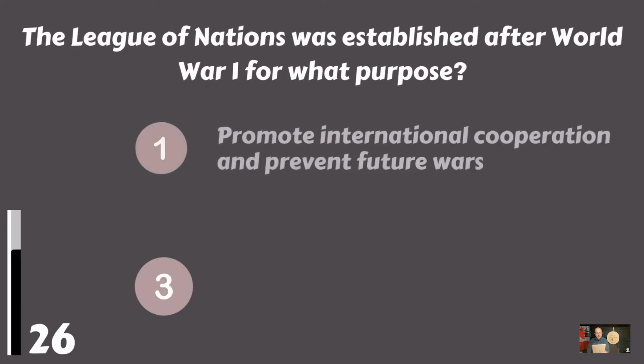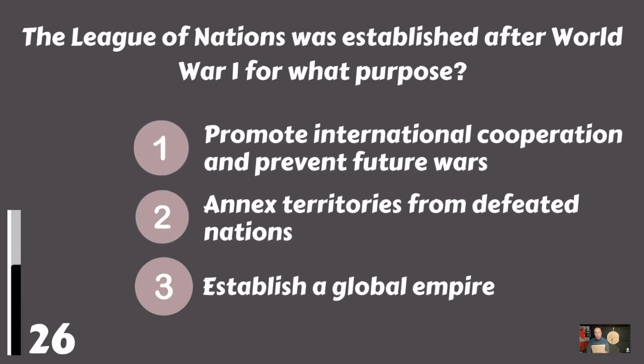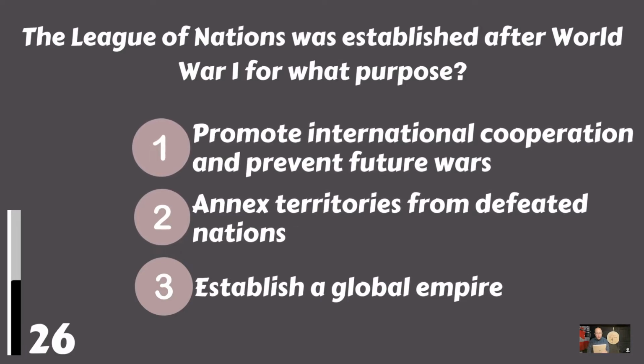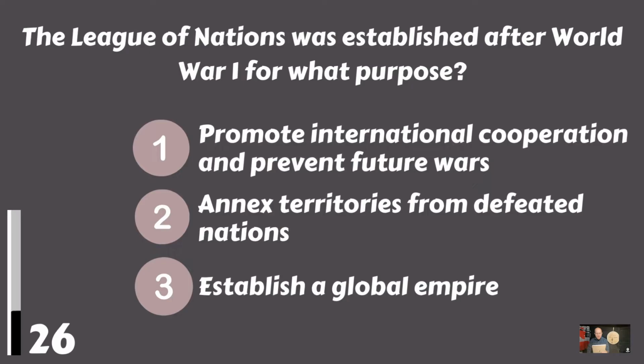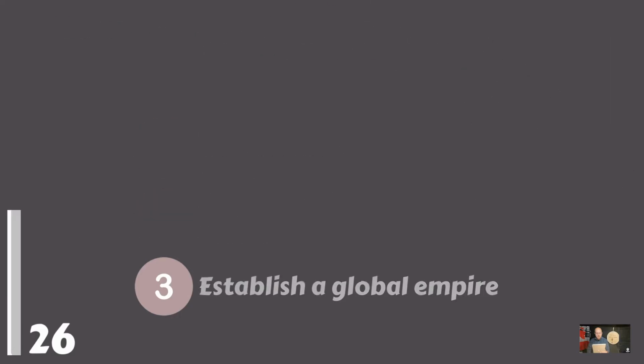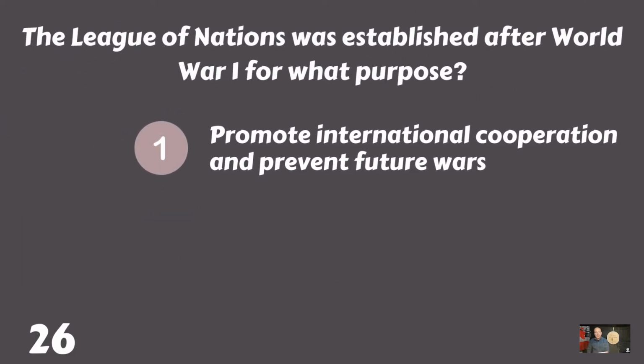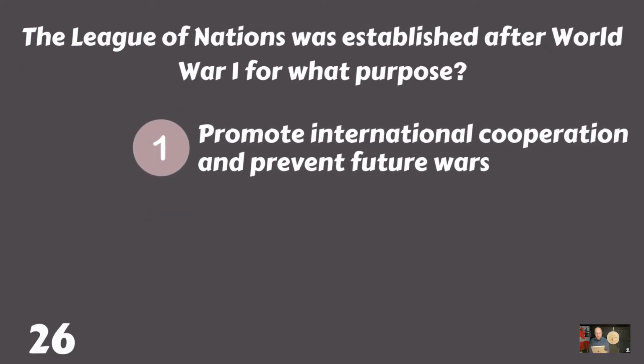The League of Nations was established after World War I for what purpose? 1. Promote international cooperation and prevent future wars. 2. Annex territories from defeated nations. Or 3. Establish a global empire. The League of Nations was established to promote international cooperation and prevent future wars.